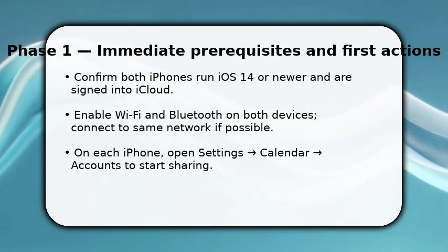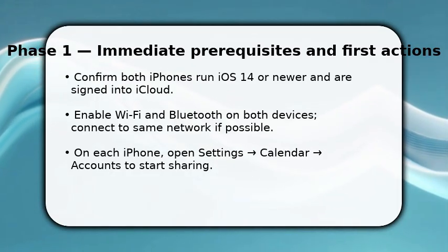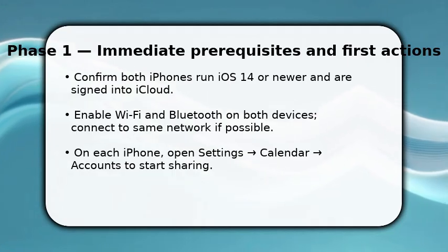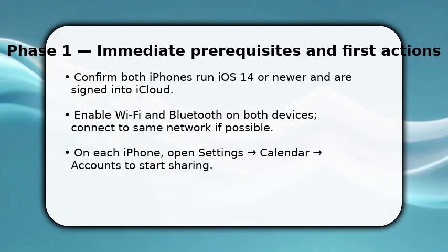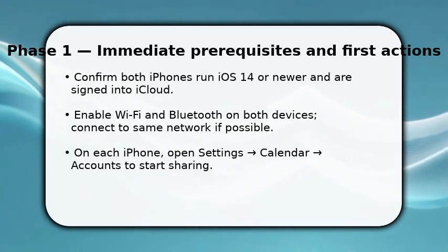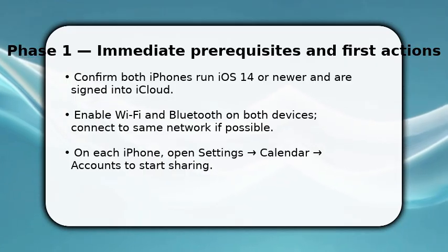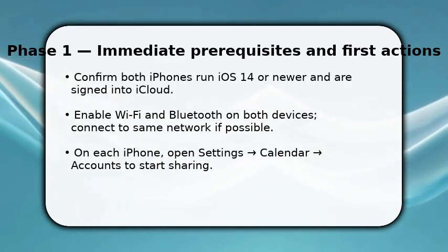Once done, enable Wi-Fi and Bluetooth so devices see one another quickly, and open Settings, then Calendar, then Accounts. Make sure iCloud Calendar is toggled on for the account you want to share. This step publishes events to the cloud so the other iPhone can pull them down.